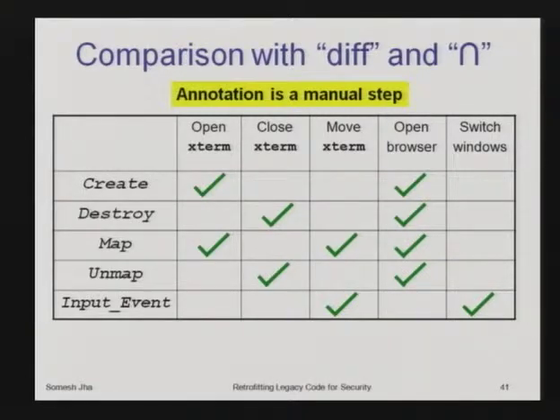You need to say that whenever I open an xterm, then create and map security-sensitive operations happen. This is given by an expert of the X server. Whenever I close an xterm, there's a destroy and unmap, and so on. Now let's say I run my X server and open an xterm and just collect my trace. I know that the fingerprints of create and map are in there, because I know those operations happen, but I only want create. I don't want the map to pollute my trace.